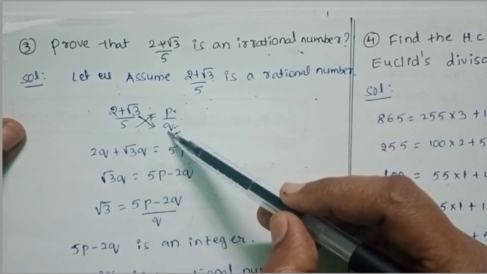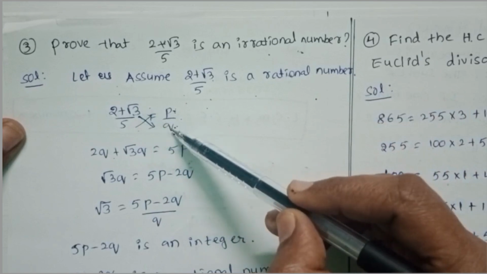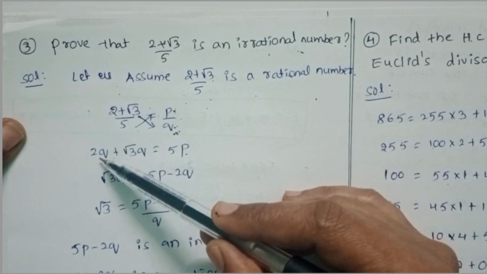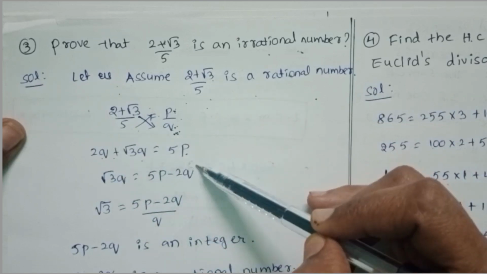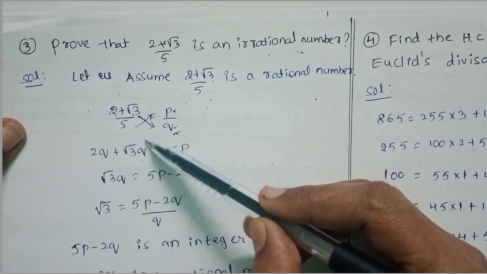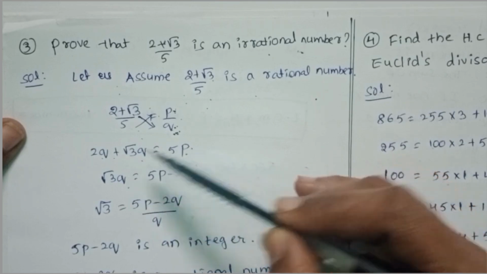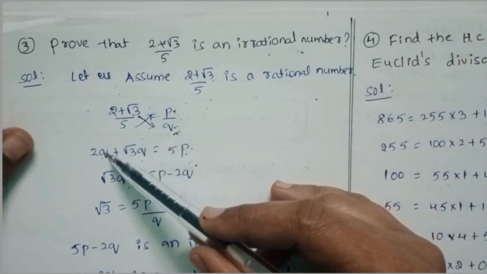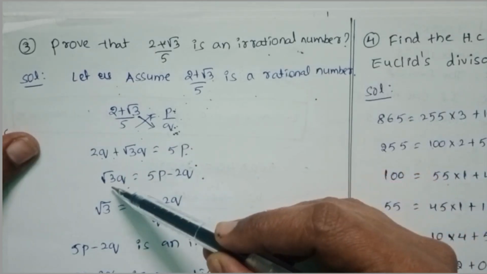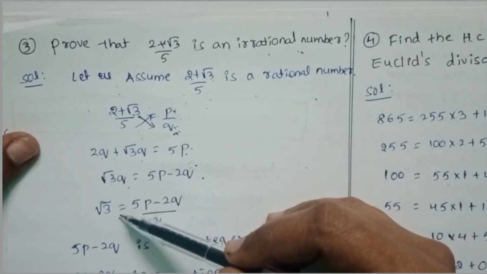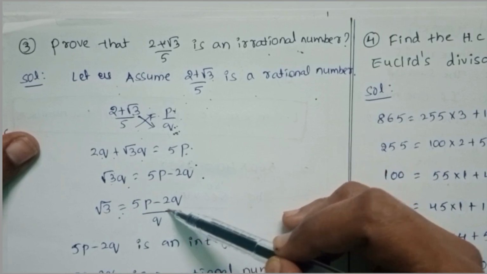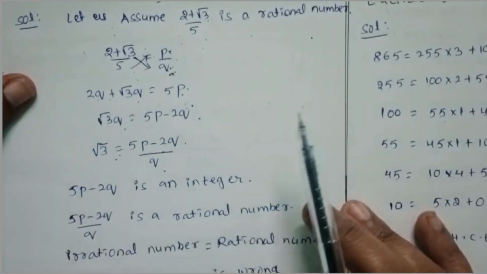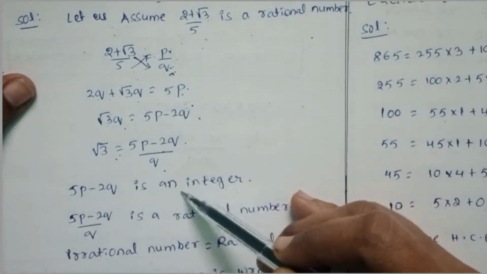Cross multiply: 2 plus root 3 into Q is equal to 5 into P, 5P. That becomes 2Q plus root 3Q is equal to 5P. And again root 3Q is equal to 5P, and this plus 2Q goes to that side, that becomes minus 2Q. Here only write the root 3 value. Root 3 is equal to 5P minus 2Q by Q. Here see, 5P minus 2Q is an integer.